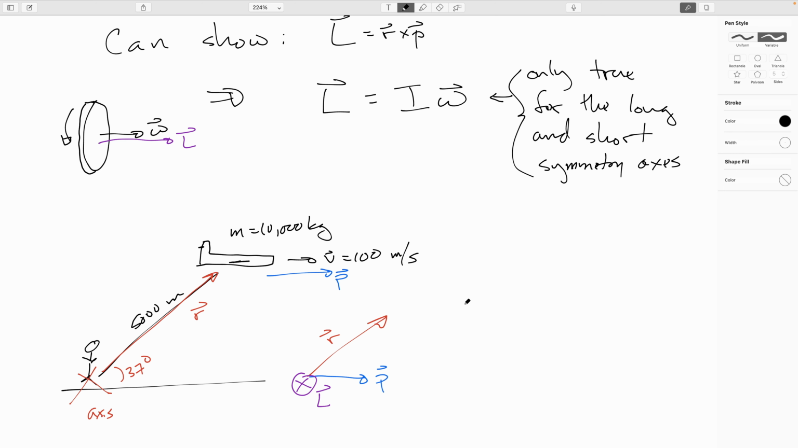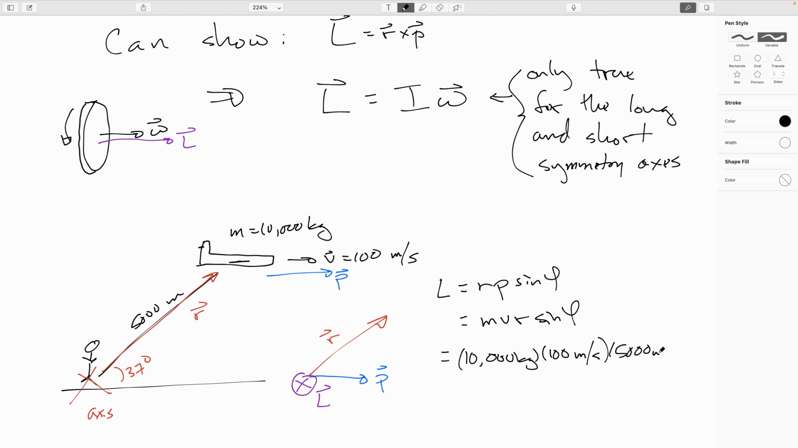Now to get the magnitude, we can say that the magnitude is going to be R P sine phi. Now P is mv, so we can rewrite this as m v r sine phi. And let's put in the numbers. 10,000 kilograms, 100 meters per second, 5,000 meters, the sine of 37 degrees, and you get 3.01 times 10 to the 9 kilogram meters squared per second.